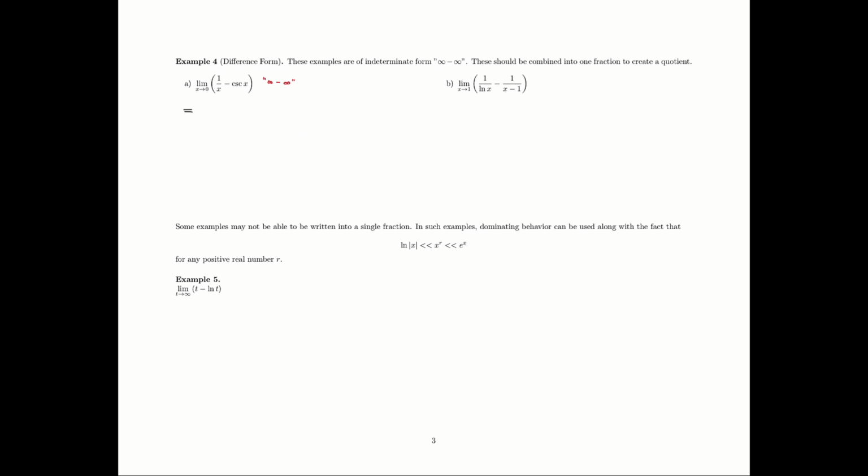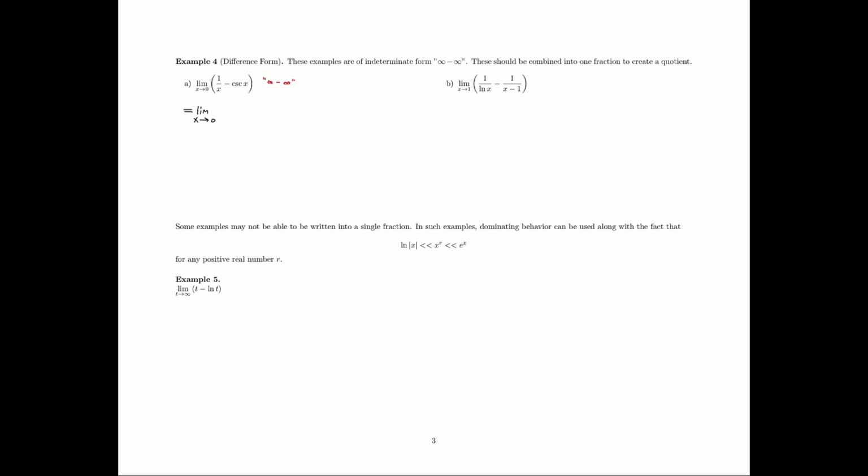We can now go ahead and combine our two terms. That is the trick when we have a difference. These two terms should be combined into one fraction in order to create a quotient. Once we have a quotient, we can then work with it, like we otherwise normally would with L'Hopital's rule.